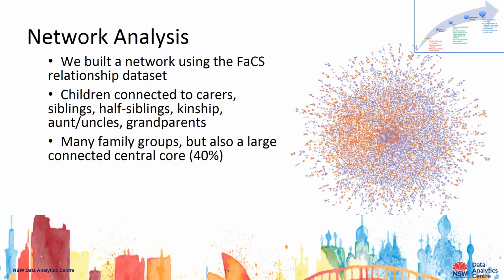We found, for example, that out of the 44,000 children who've been in the out-of-home care system in the last 10 years, there was one that was connected to 40% of the entire network. 44,000 children, 137,000 related persons. One child was connected to 40% of that entire network. So the complexity of human relationships and the complexity of human interactions is definitely not to be underestimated.